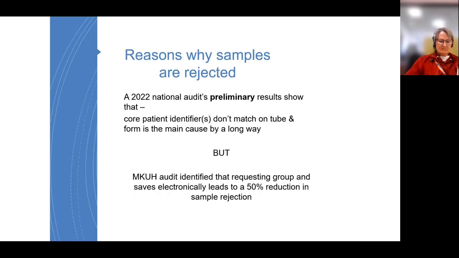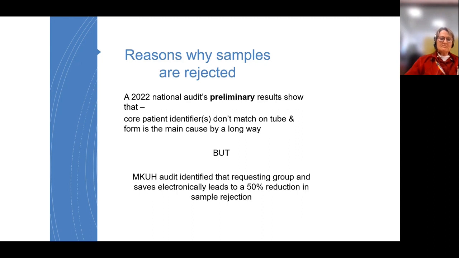Reasons why samples are rejected. You may be aware that there's a national comparative audit on sample labelling currently in the process of being reported. And preliminary results show that the core patient identifiers not matching on the tube and form is the main cause of sample rejection. And I did note on Erica's slide earlier on, when she was talking about rejection of samples for anti-D, there was quite a chunk where the form and the sample don't match.